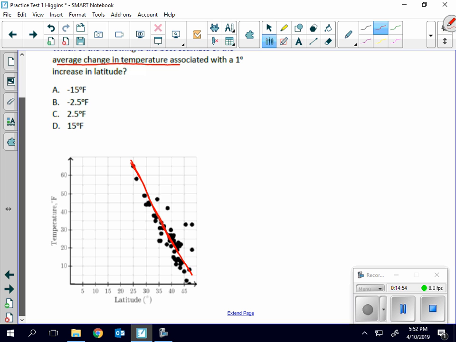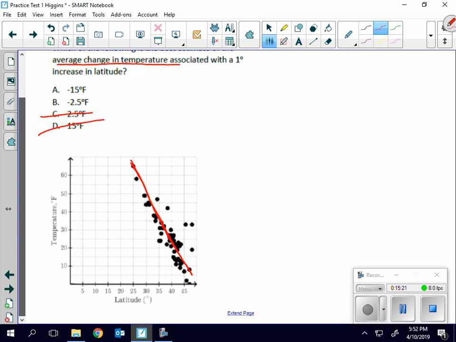First of all, just look at the slope. Is it positive or negative? You guys know when it goes downhill, it's negative. So what answers can't it be? Can't be C, can't be D. So then, is it going down by 15 degrees for every degree latitude, or is it going down about 2.5? Again, nothing's going to be perfect. We're just going to have to estimate.